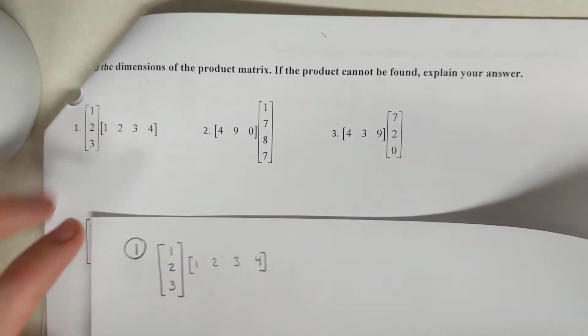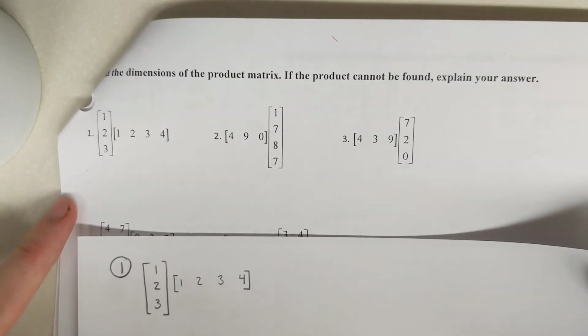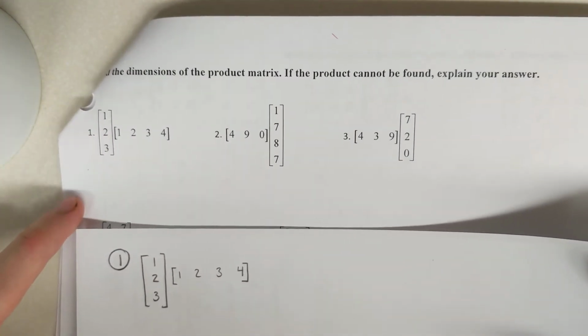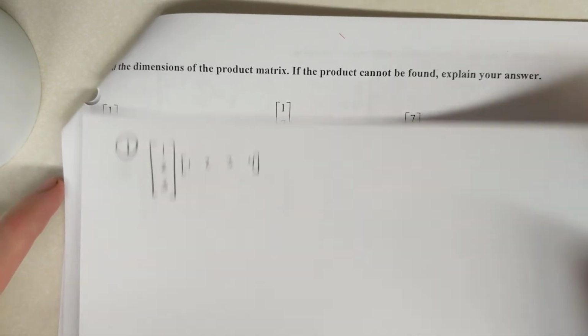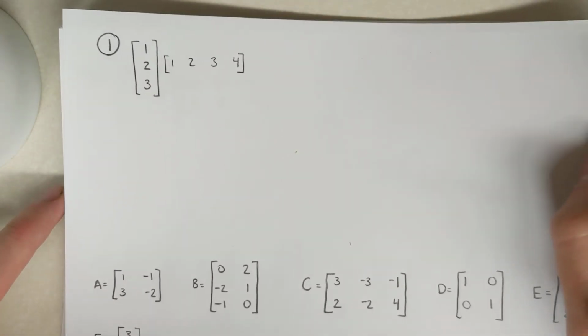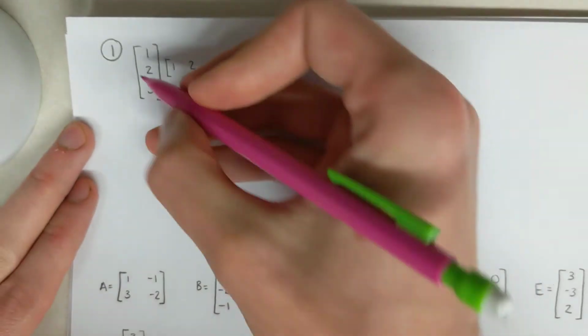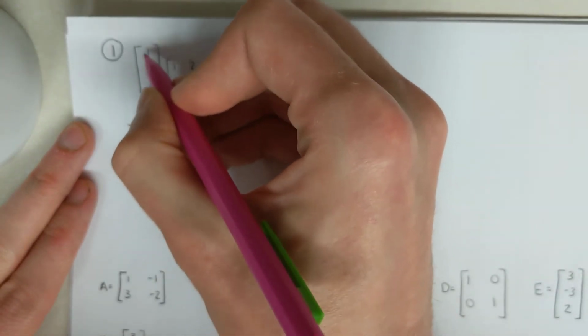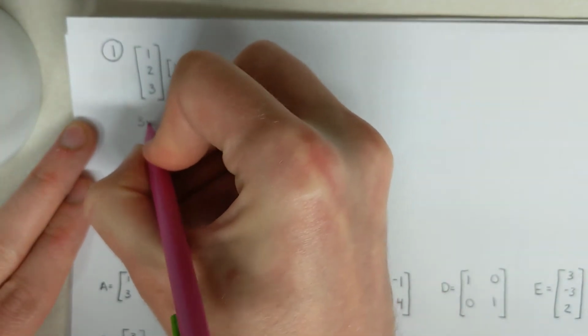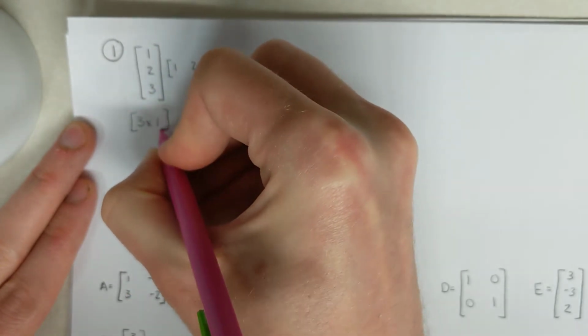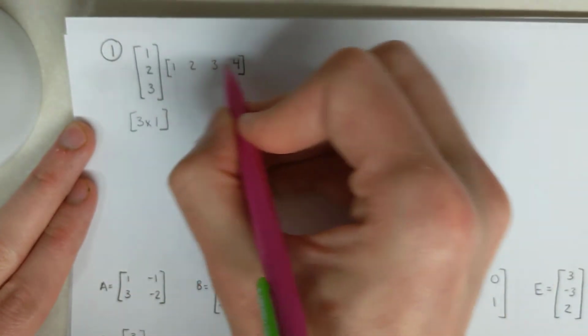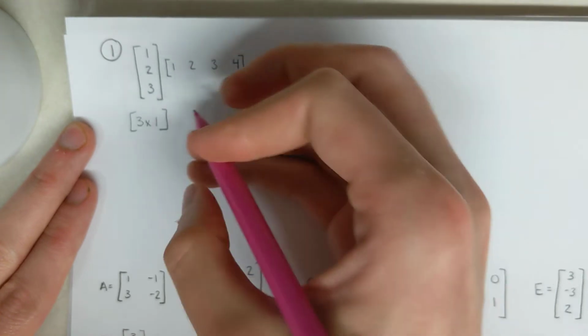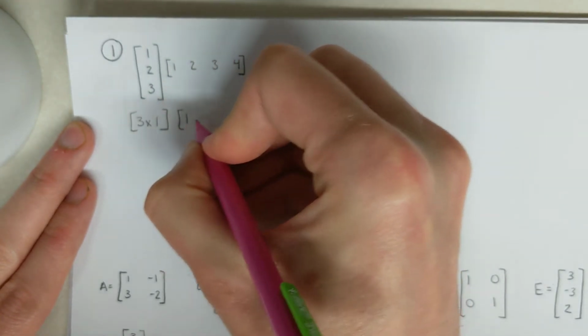The next section of the homework talks about finding the dimensions of a matrix, and if the product can't be found, explain your answer. So number 1 here, they want us to find the dimensions of the answer. So this matrix has 3 rows, 1 column. We'd say it's a 3 by 1. This one has 1 row and 4 columns, so it's a 1 by 4.